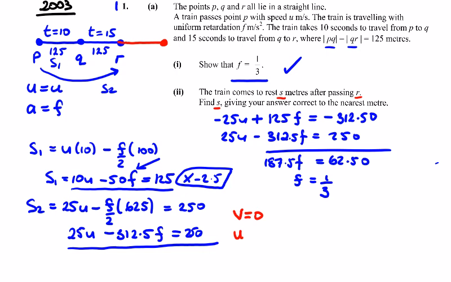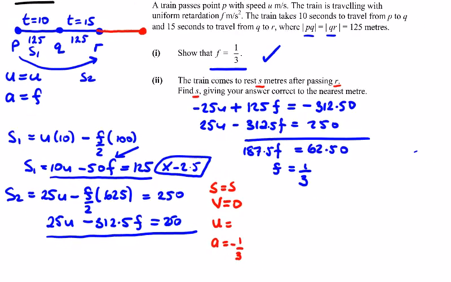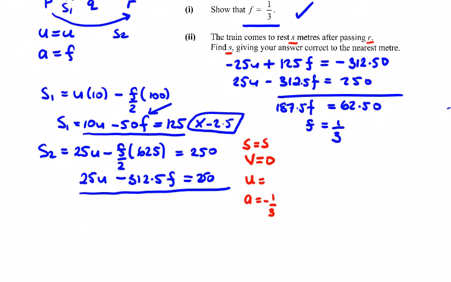We have u. We haven't solved for u, but we can solve for u now. We have a is equal to minus a third, which will enable us to find S. So we just need to solve for u here. We have 10u minus 50F is equal to 125. So 10u minus 50 by 1 over 3 is equal to 125.